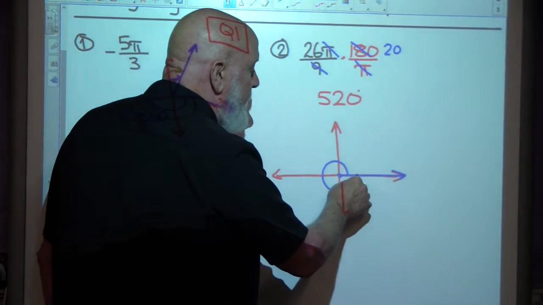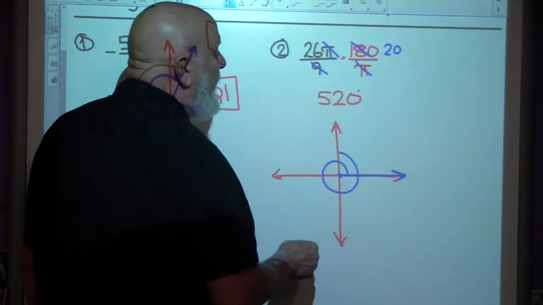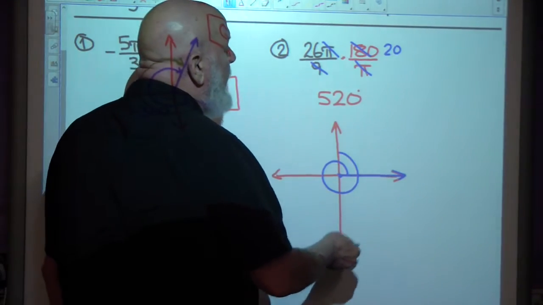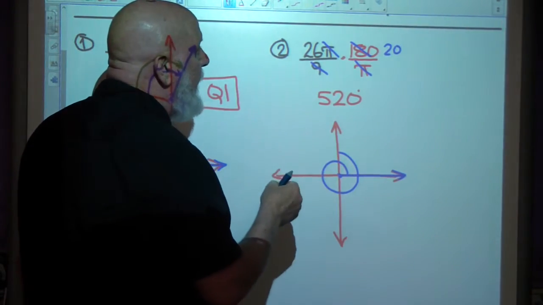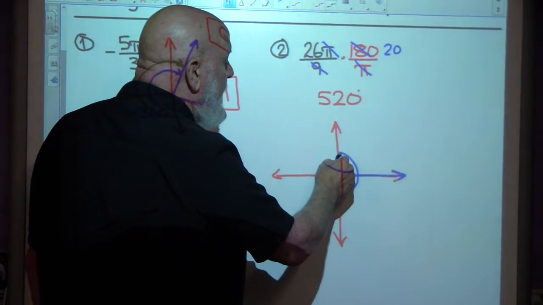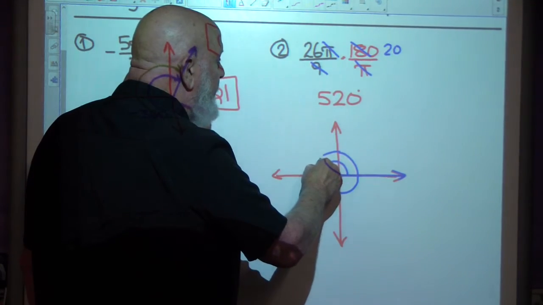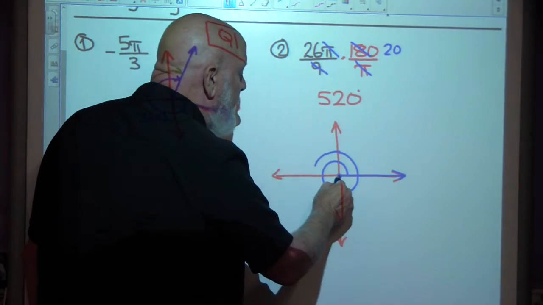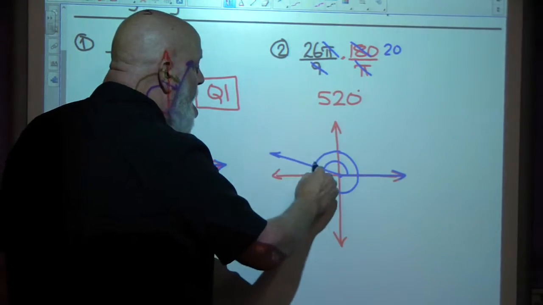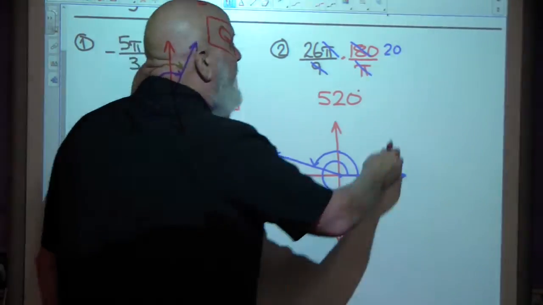I'll reach 360. If I rotate 90 degrees further, 360 plus 90 is 450. And I want 520. If I go another 90, that would be 450, 540. So I'd be 20 degrees shy, which would put me in quadrant 2, if I haven't botched it.